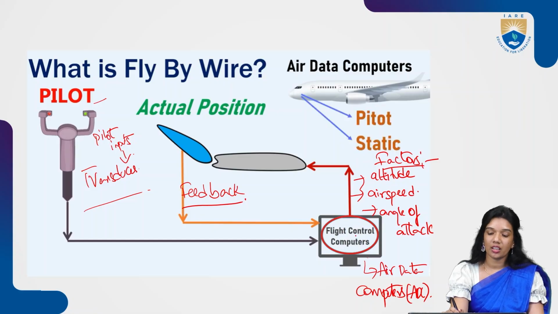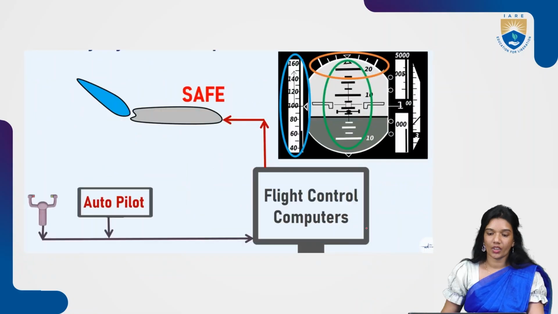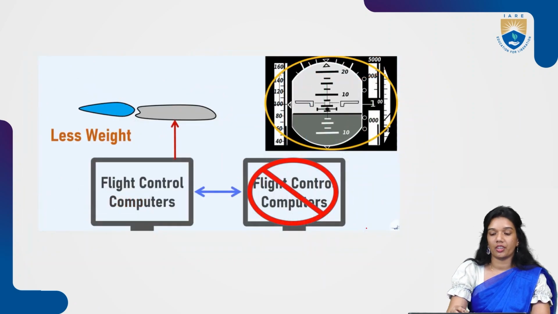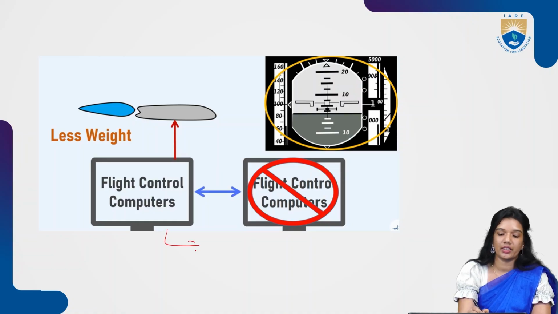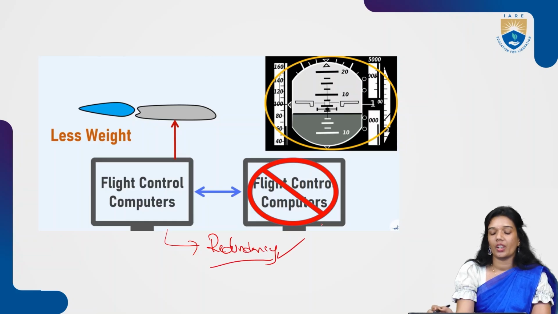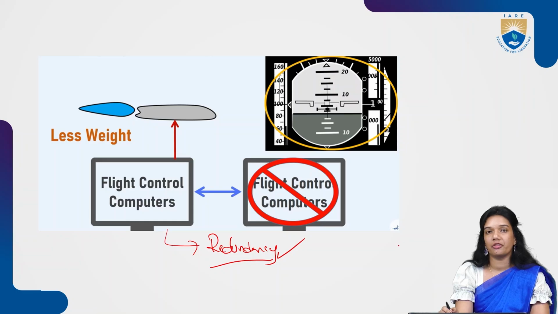But what happens if there is a failure in the computers? If the flight control computers have gone, if something has gone wrong with the system, then what happens? Because we rely on the FCA system, but what if it fails? Then you have a backup, which is called redundancy. You maintain redundancy in the fly-by-wire aircraft. If there is a failure of one FCA system, there is another backup FCA system to look out.